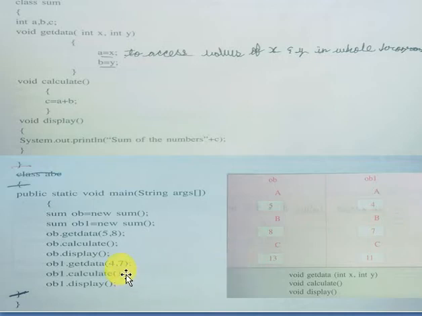ob1.getData. Once again, the getData function with ob1. 4 goes to x, 7 goes to y. In turn, it goes to a and b of ob1. ob1.calculate, we get the c value. Then ob1.display, we get the sum in this println. The sum of the numbers is 11. So like this, we want to explain here, each object is different. Memories, instance variables are separate for each object, but functions are common for all the objects. Whichever object calls the function, that object's data members are accessed over here. Hope it is clear.